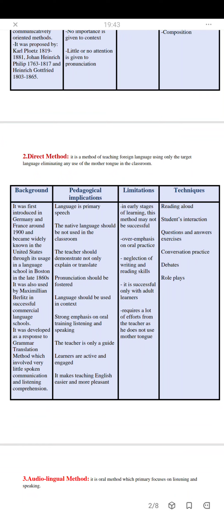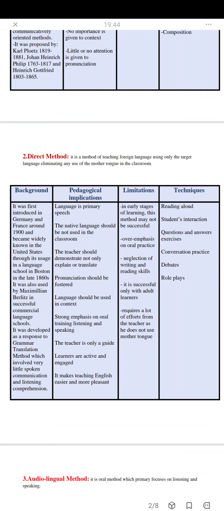For limitations, in early stages of learning, this method may not be successful. Overemphasis on oral practice, neglect of writing and reading skills. It is successful only with adult learners. Requires a lot of effort from the teacher, as he does not use the mother tongue.